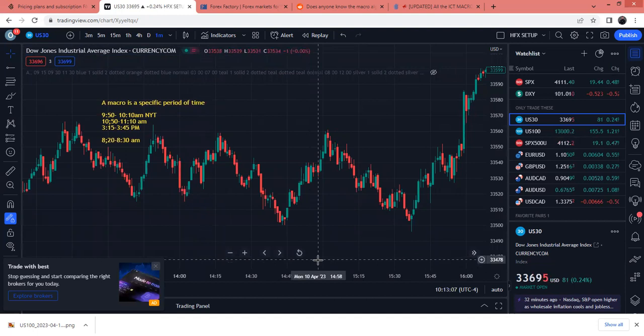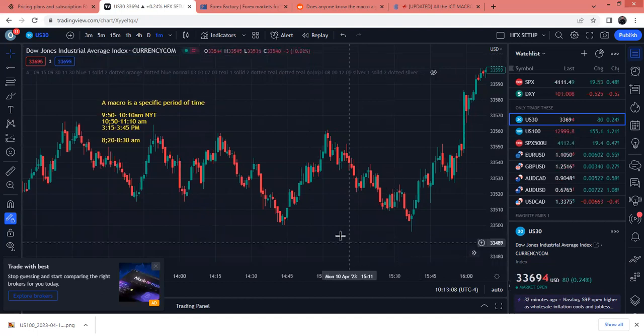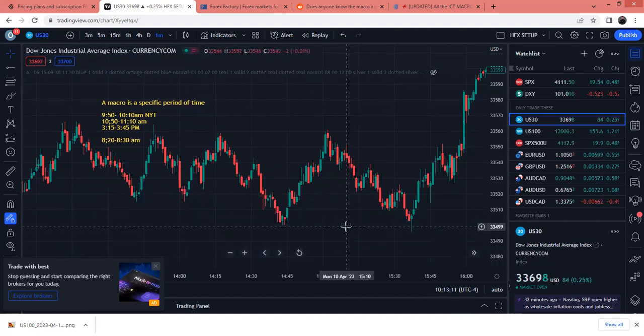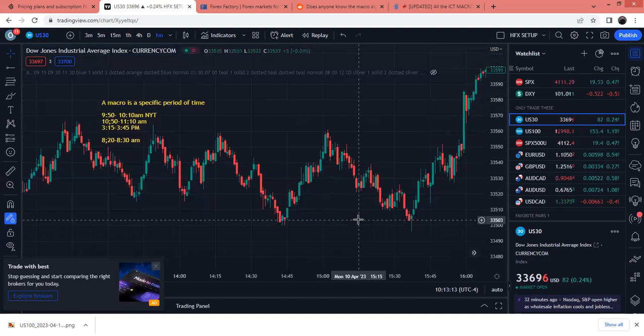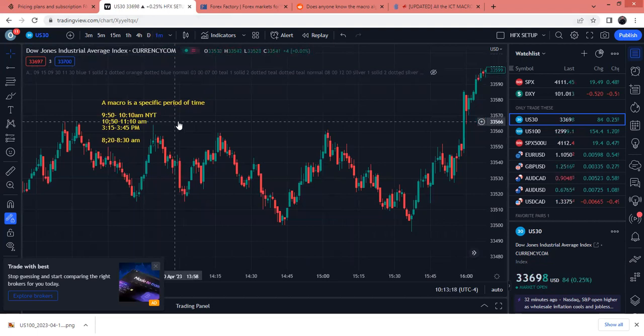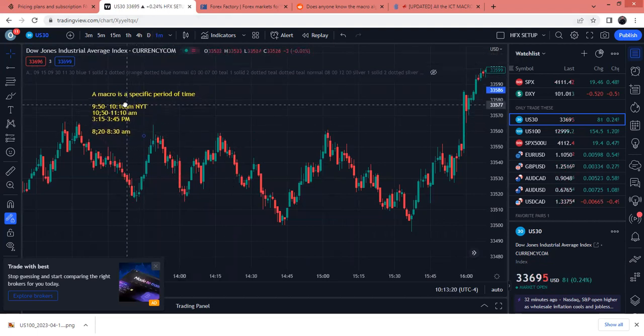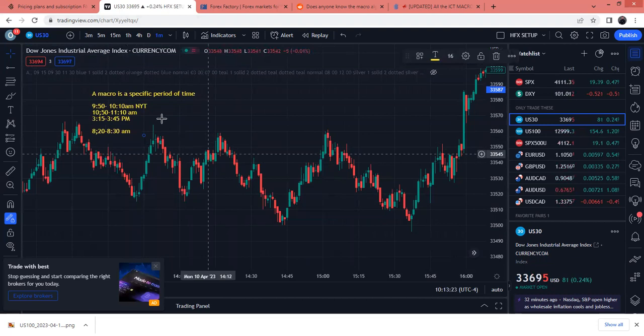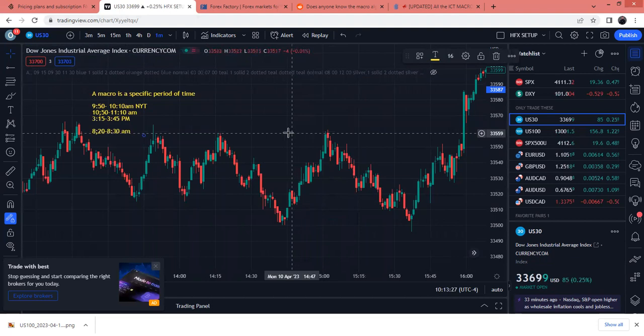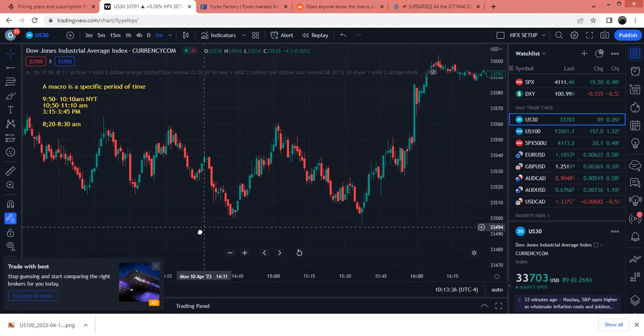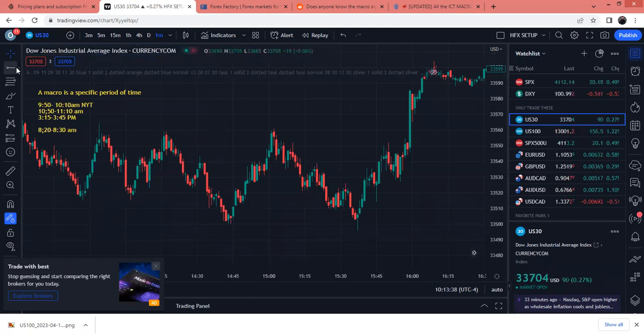So this is my chart. If you check, today is Monday, the 10th, right? On a Monday, and I'm on the 1 minute chart. So first thing, in this example, we're going to use the 3:15 to 3:45 p.m. macro. So the first thing you do when you come on your chart is to mark it out. Look at the chart. Where is it right now? We're just going to mark out 3:15.